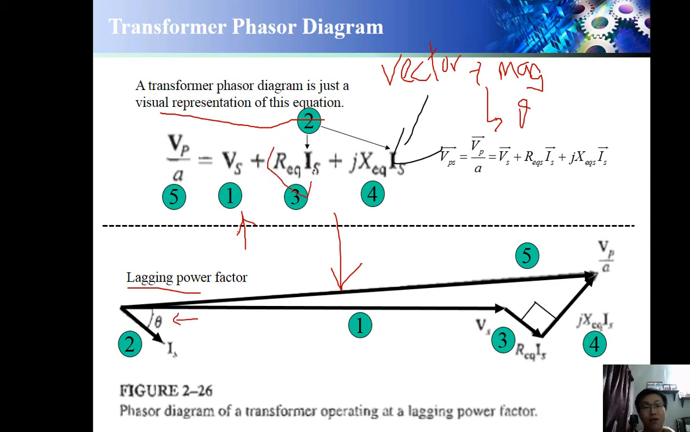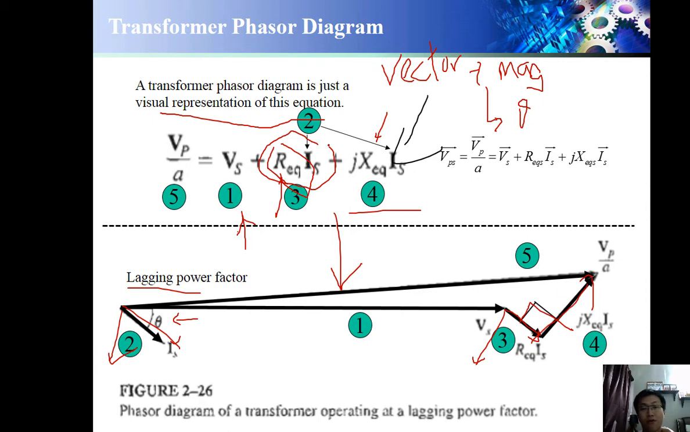Then I need to multiply by R equivalent, which is the third one. I need to find this component. I know that this one is just a magnitude, so the vector of this one will be this. This line must be parallel with this one. If the I is like this, it must be like this. So Is R equivalent will be in this way, and then we know that Is X equivalent is 90 degrees from here. So we will have a 90 degree turn, then going up.